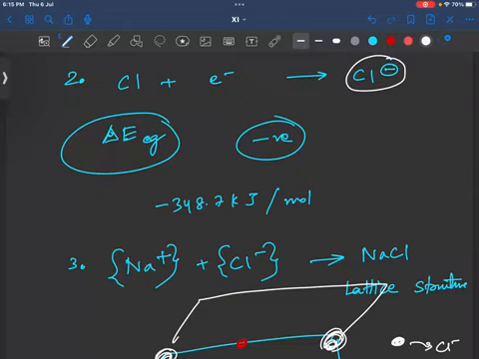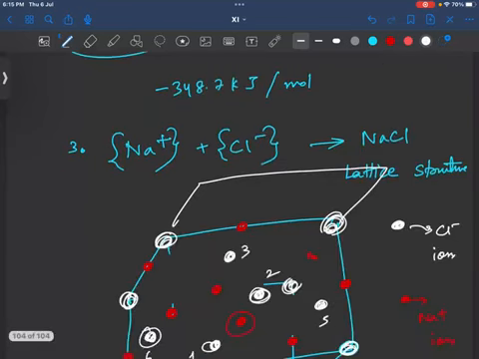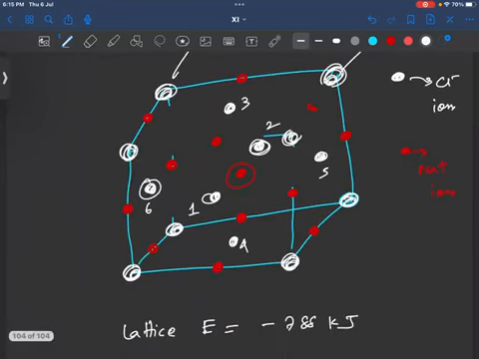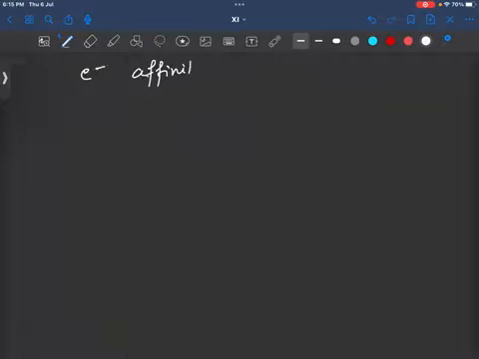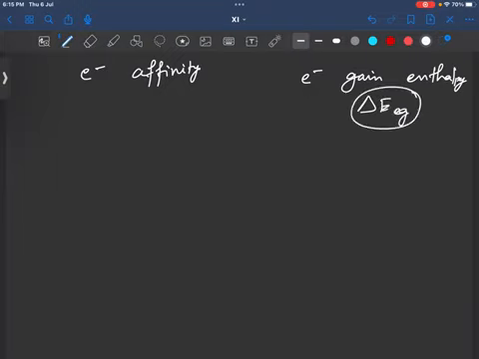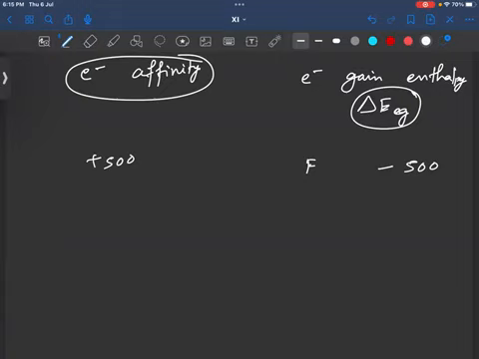Okay, one more thing I wanted to say: what is electron affinity? And what is electron gain enthalpy? We know this thing, right? Delta E eg. This term can be positive or negative. Let's say for fluorine it is negative, say minus 500. So the electron affinity will be plus 500. It's just the reverse of this sign. That's it.